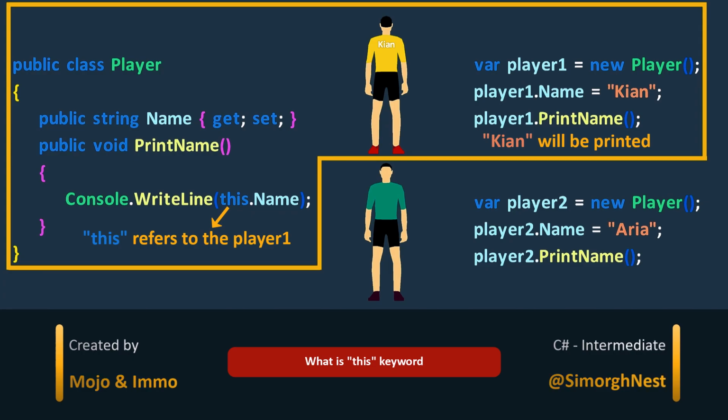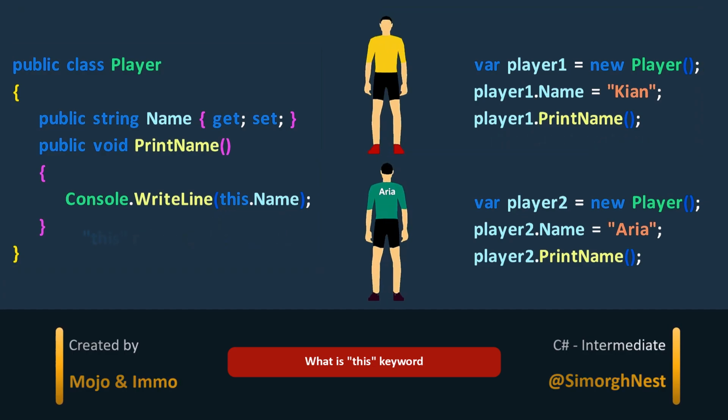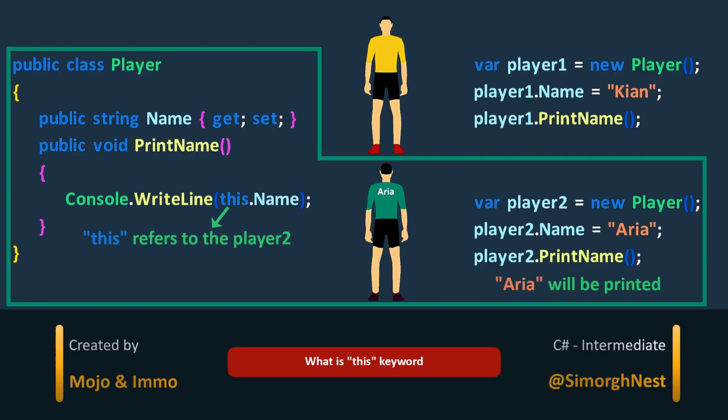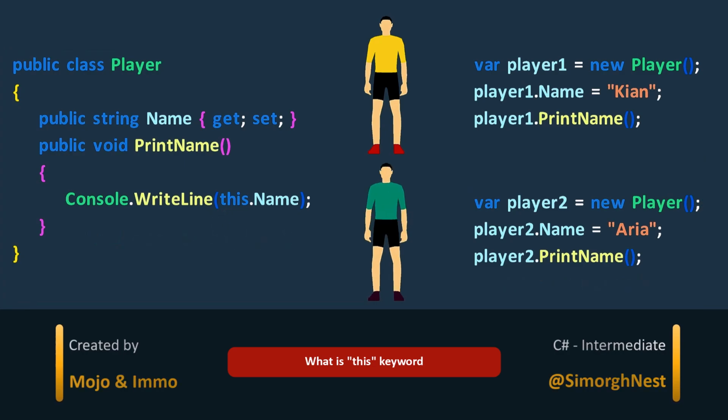In C#, we can use the this keyword to access the members of a class from within the class itself. The this keyword is used to refer to the current instance of the class. There are 3 common uses of the this keyword.